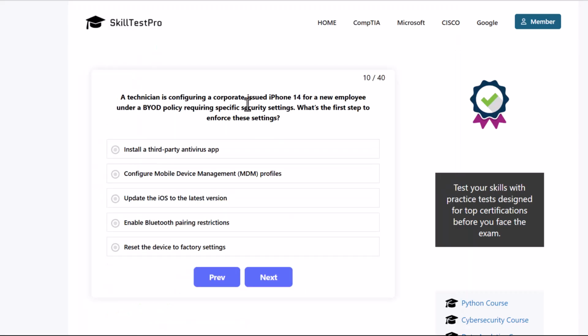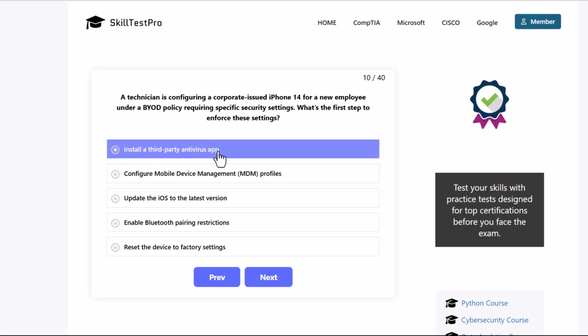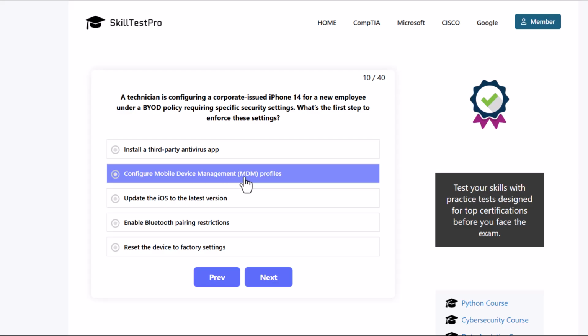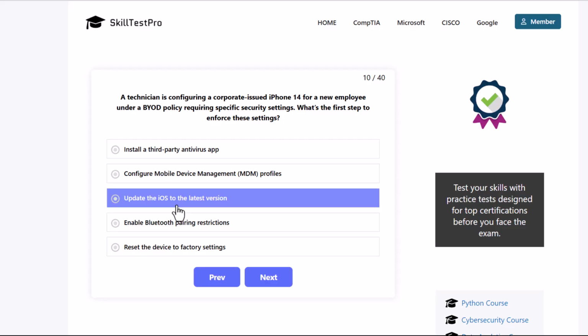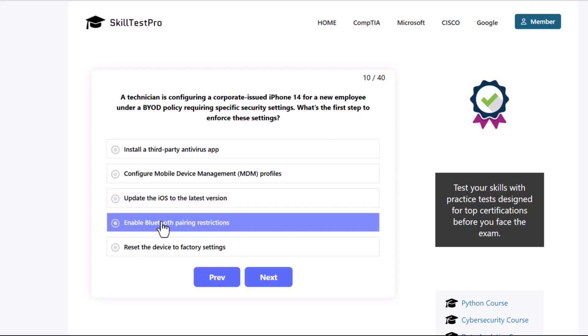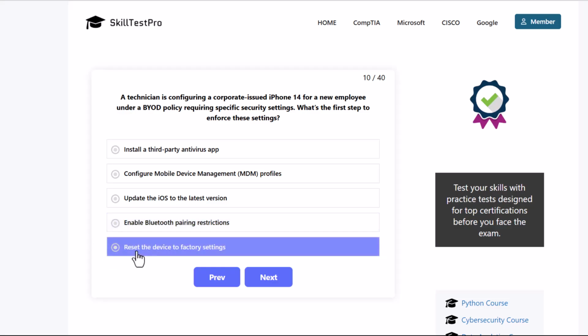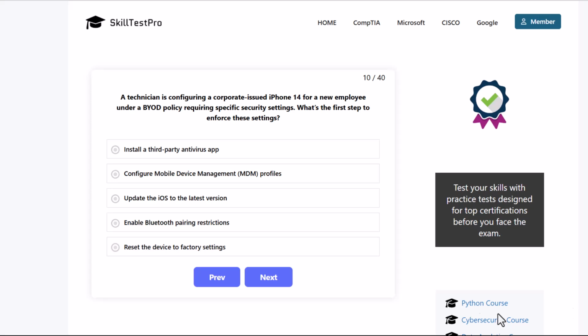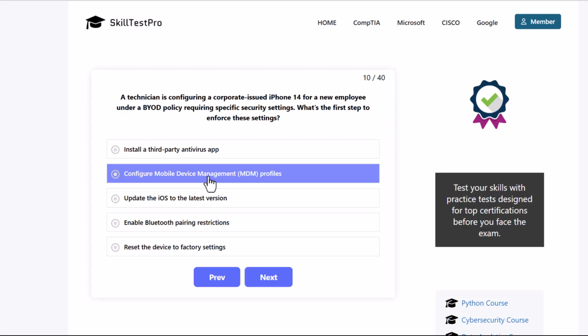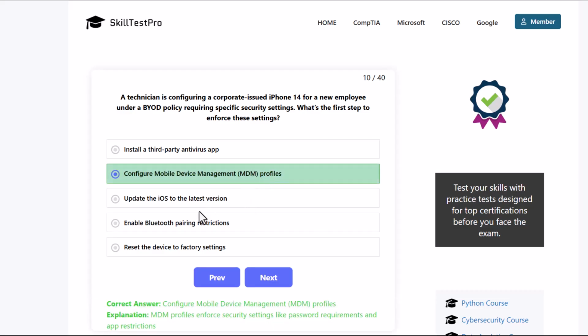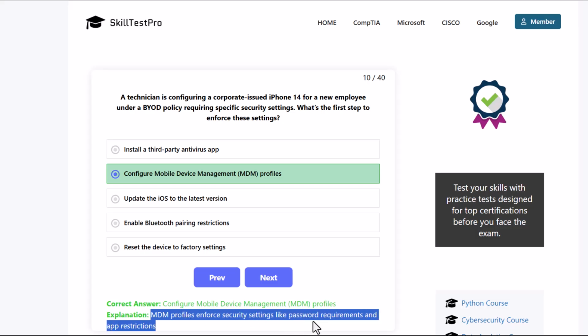A technician is configuring a corporate-issued iPhone 14 for a new employee under a BYOD, or bring your own device, policy requiring specific security settings. What's the first step to enforce these settings? Install a third-party antivirus app, configure mobile device management or MDM profiles, update iOS to the latest version, enable Bluetooth pairing restrictions, or reset the device to factory settings. And here the correct answer would be configure mobile device management, or MDM, profiles, as MDM profiles enforce security settings like password requirements and app restrictions.